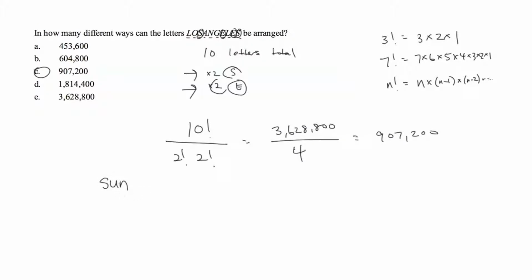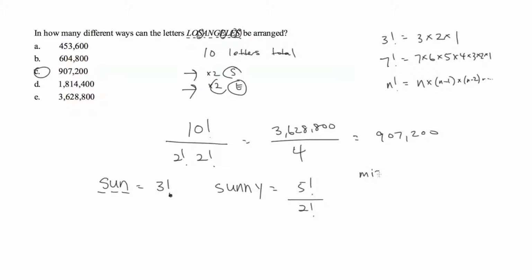Now, just to illustrate something further, let's say we have the word sun. How many different ways can this be arranged? Well, we have 3 letters, and none of these are repeating, or none of them are identical. So it would just be 3 factorial. If we have the word sunny, however, we have 5 total letters, but N is repeated twice, so we do that divided by 2 factorial.